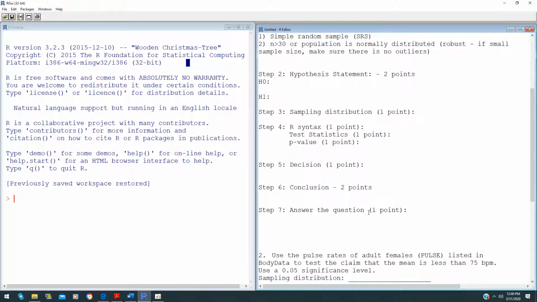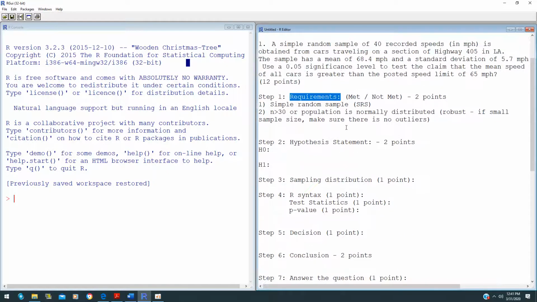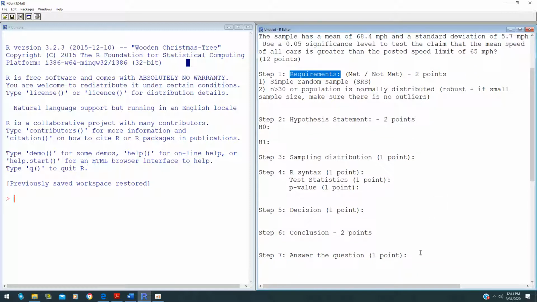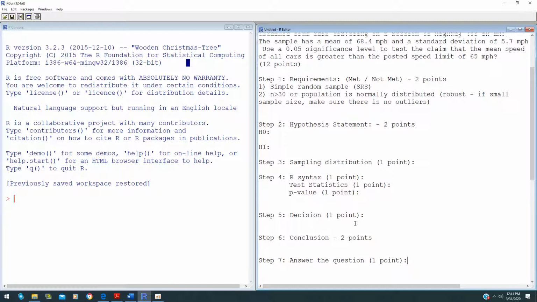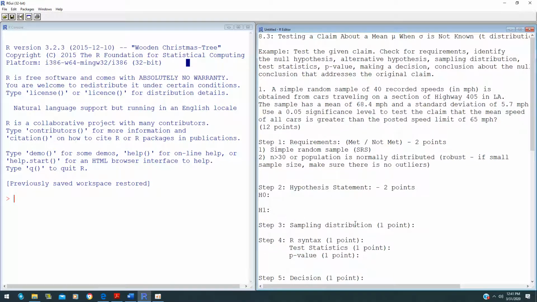And finally, answering the question. So we have a question, and this question is asking is there a car greater than the posted speed limit of 65 miles per hour. Usually the answer in this case is either yes or no, and it's all based on your conclusion. So these are the 7 steps of doing what we call hypothesis testing, and you're required to do this in all hypothesis testing, and it is worth 12 points in your test.